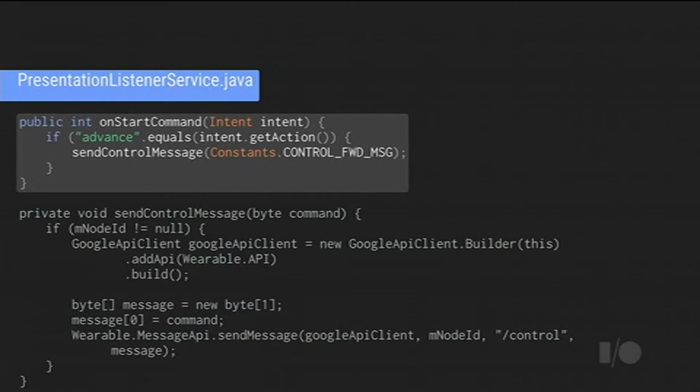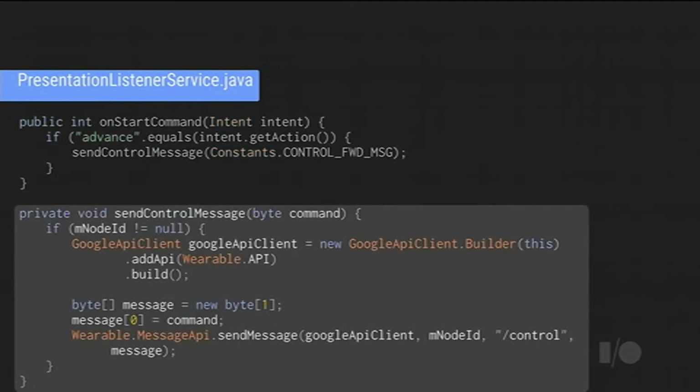I'm going to just send a control message using the message API. So I take a Google API client where I've added the wearable API, and I'm just going to send 1 byte. So it's either going to be 0 to go forward or 1 to go back. And I'm going to send this to a specific node, the node that owns the data item. Remember, I can get this by parsing the path of the data item. And I'm going to send this on its own specific path, which we're going to call the control path.